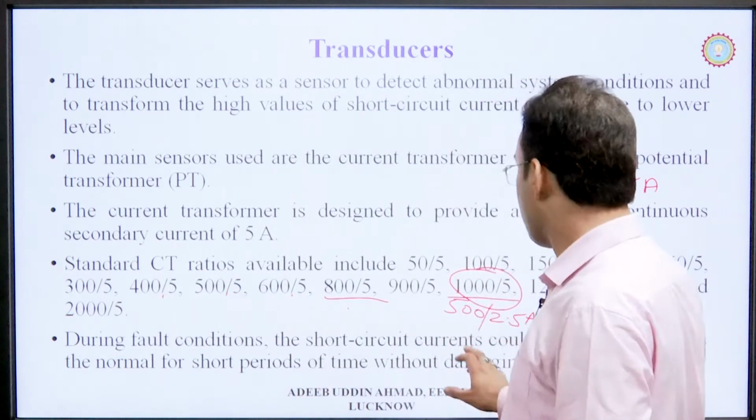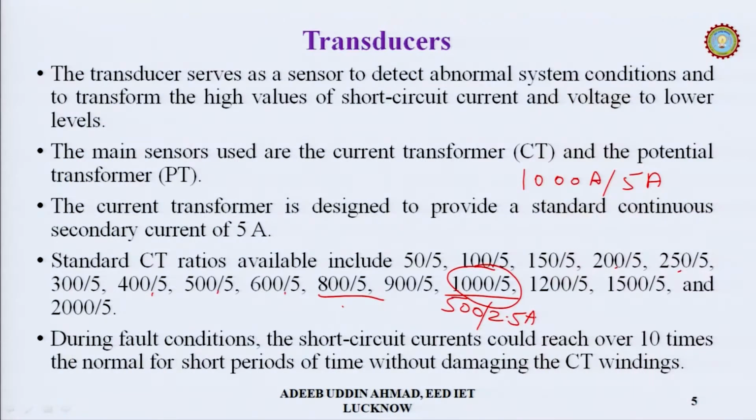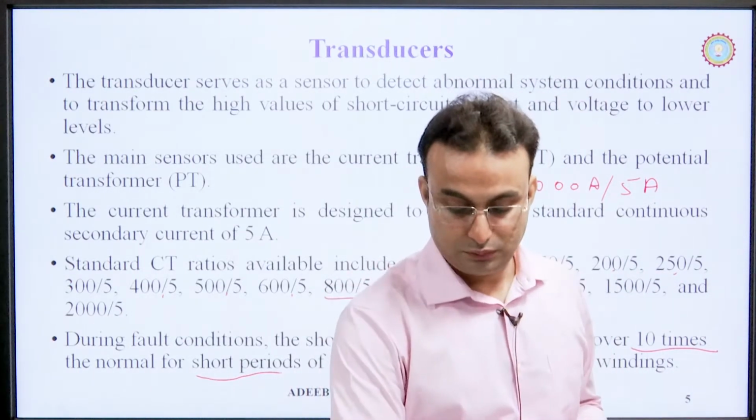CT is very important. When there is a fault, the faulty current is 10 times, or 12 times, or 15 times higher than the normal current. But these are transient currents, and they last for only a short time period.